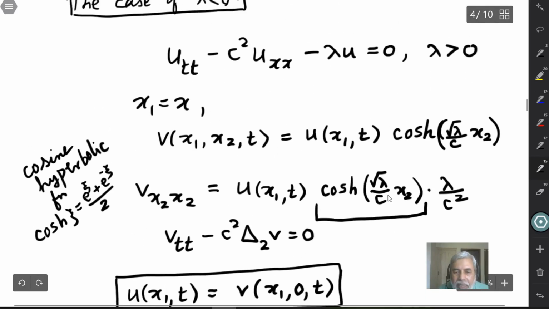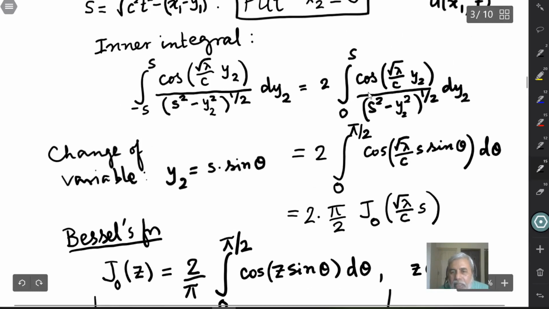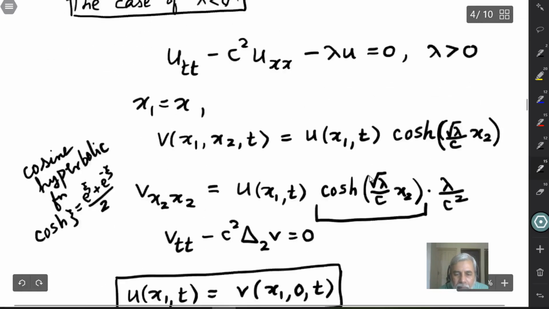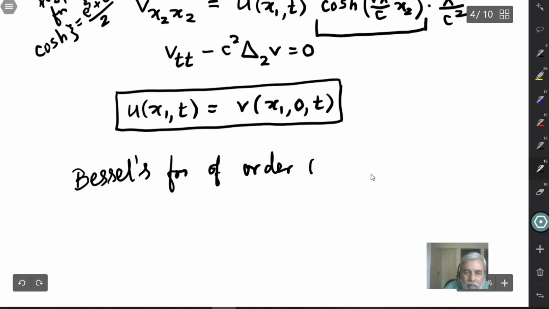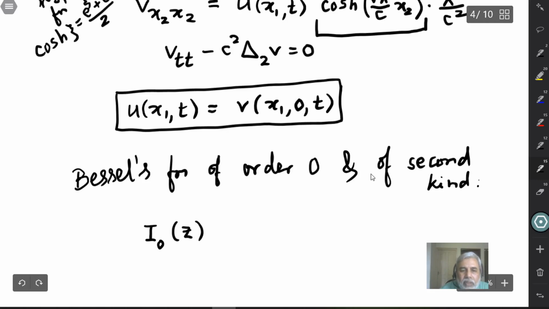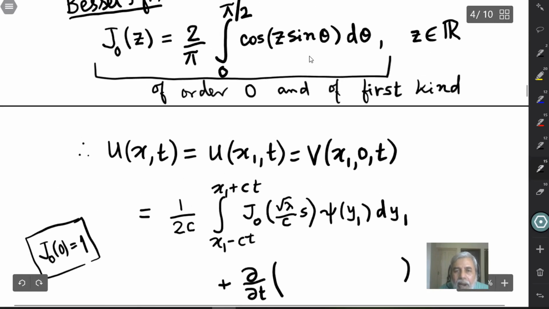If you do the same computation again, everything is the same except that now, instead of cos, you get cosh. That is the only difference, and that gives what is called a Bessel function of the second kind, of order 0. It is denoted by I, while the first kind is denoted by J. The only difference is to replace the cosine by cosh.